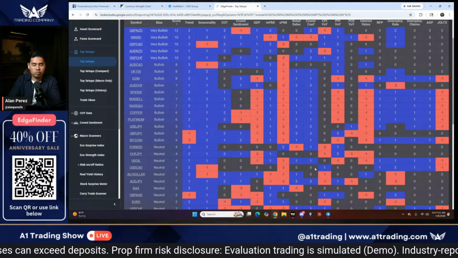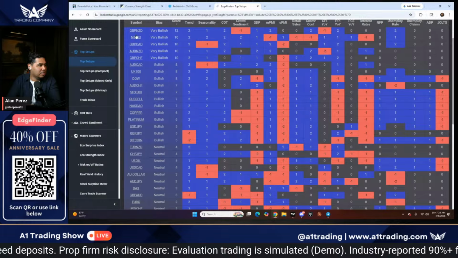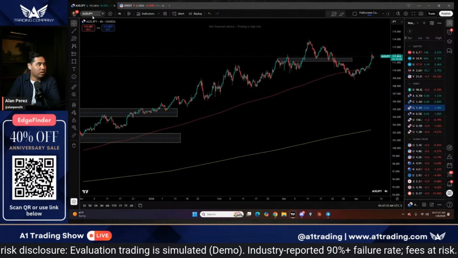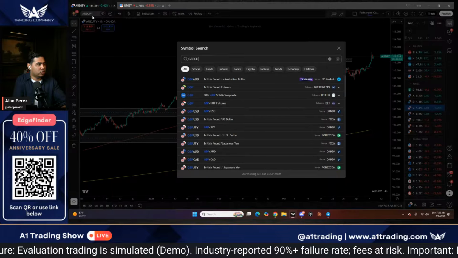Thoughts on pound Swiss long? Okay, pound Swiss, that sounds interesting. So pound Swiss is getting a very bullish reading of 10. So I love that. Let me go ahead and look at the chart for you guys here.